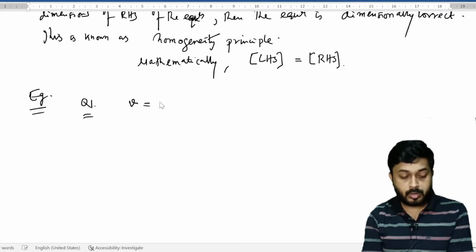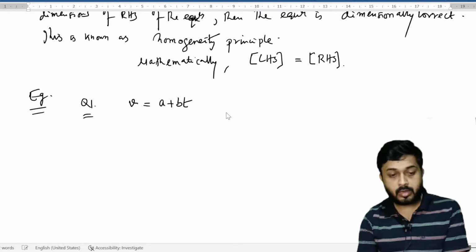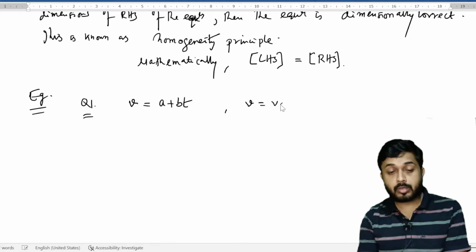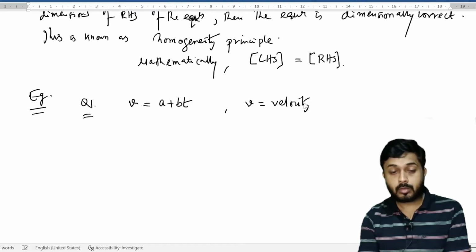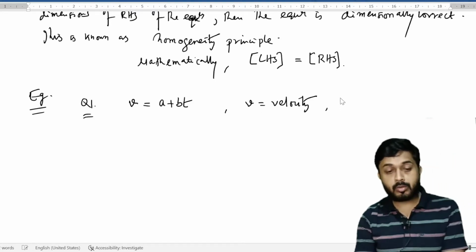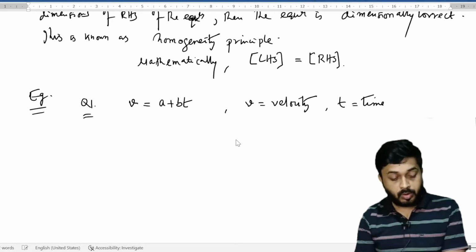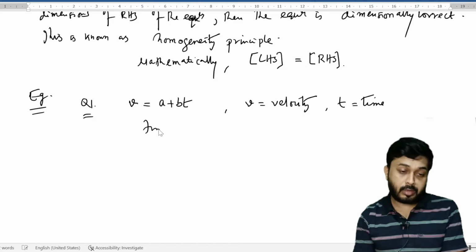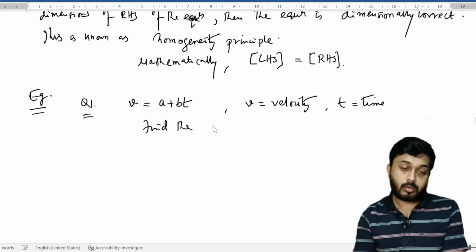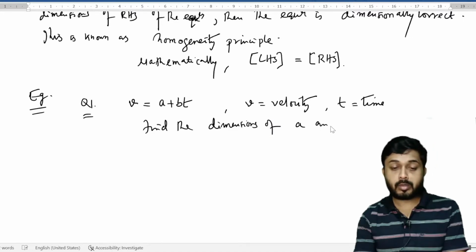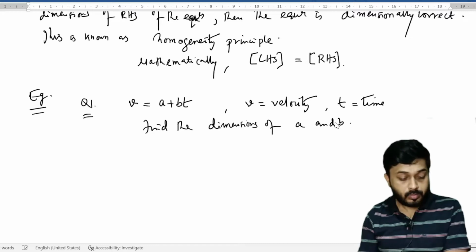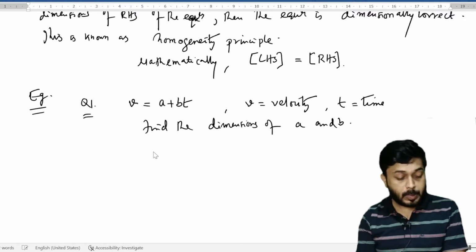It's given V equal to A plus BT, where V equal to velocity and T equal to the time. Find the dimensions of A and B. That is what the question is.